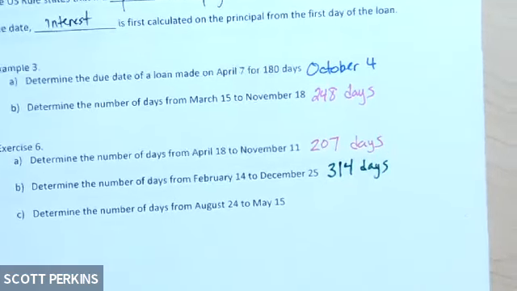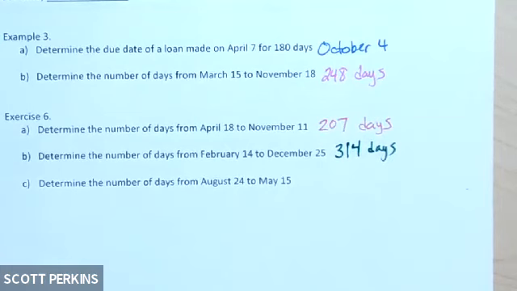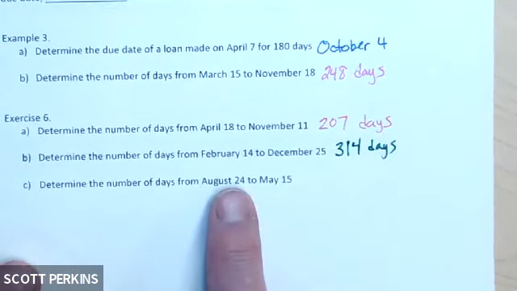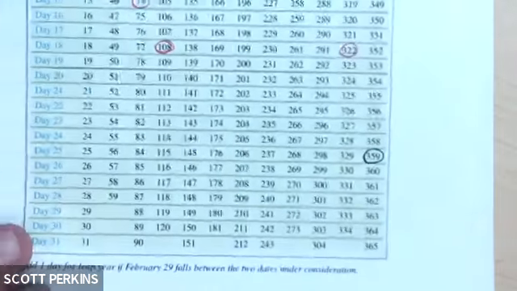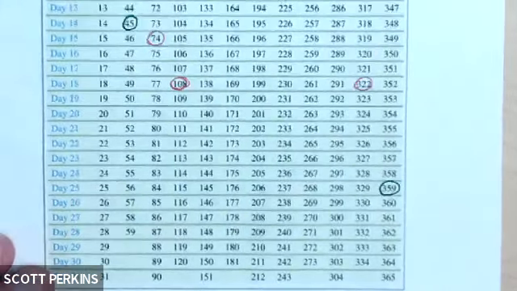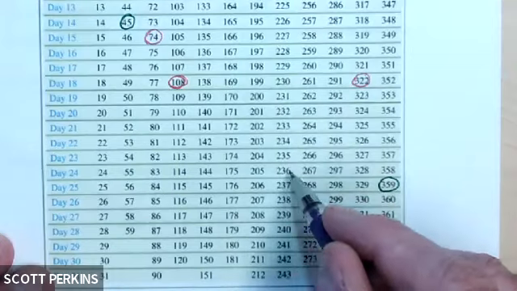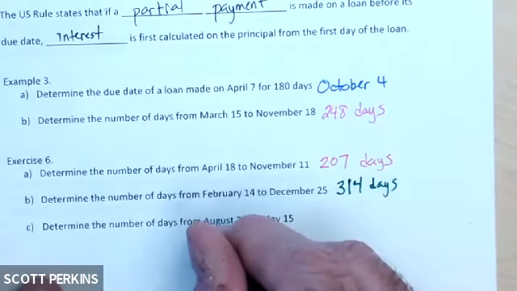The last one, okay, so what happens on the last one, the reason I said you might need a little help with this one is because we start off at August 24th and then we go into a new year. Okay, so what we're going to do here is this. August 24th, when I go to my calendar, August 24th is the 236th day.